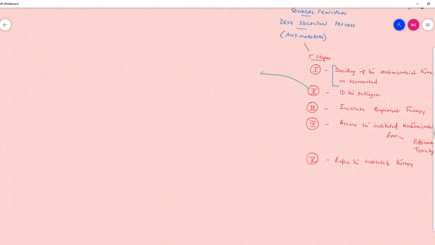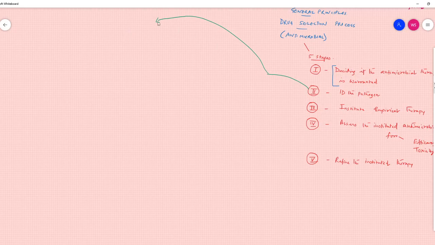Let's bring it somewhere so we get some space for writing. Okay, so identifying the pathogen. So we did the preliminary things, we did the primary tests, and we have come to the conclusion that it is an infection for which an antimicrobial drug needs to be selected. So now the question is about identifying the pathogen.